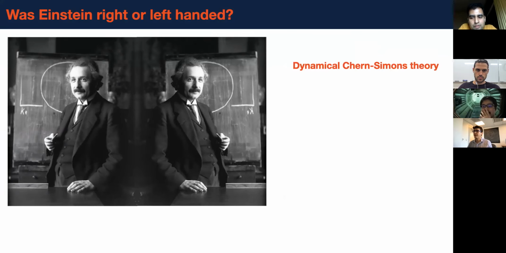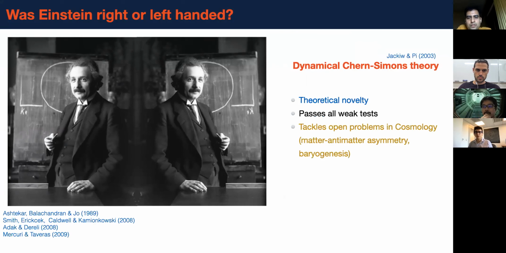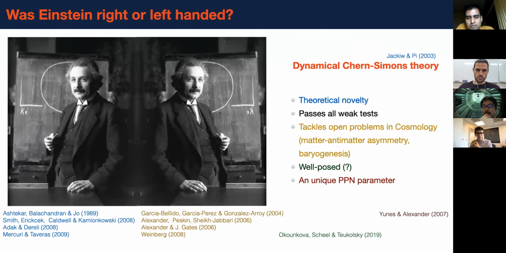What I mean by well motivated is that it's solving a problem. For example, from some expansions and the matter-antimatter asymmetry of the baryons in cosmology, it's solving problems. It passes all the weak tests, so this solution is extremely well constrained. It might be well posed, meaning that you can put this into a computer. Constantine mentioned some works by people at Caltech where they were able to evolve this solution. Interestingly, this solution also introduces a new PPN parameter that you can look for in the solar system. It is novel because it introduces these parity violating terms. So this is what I mean by a well-motivated theory.